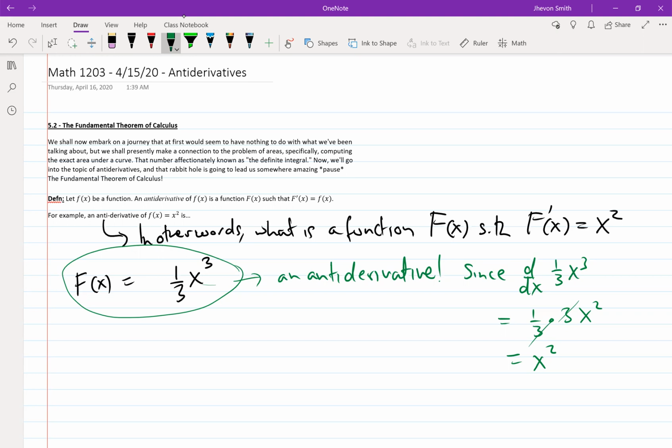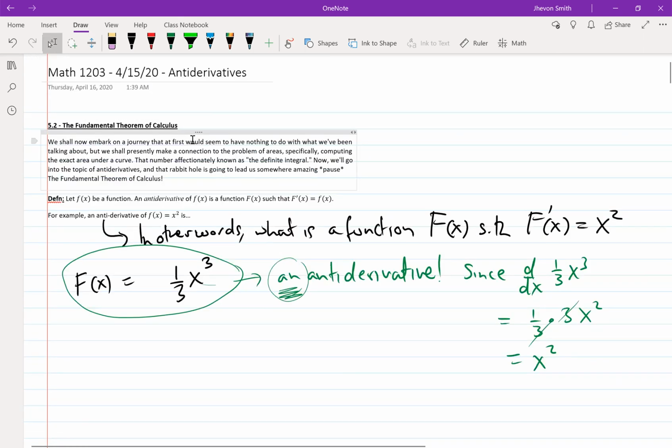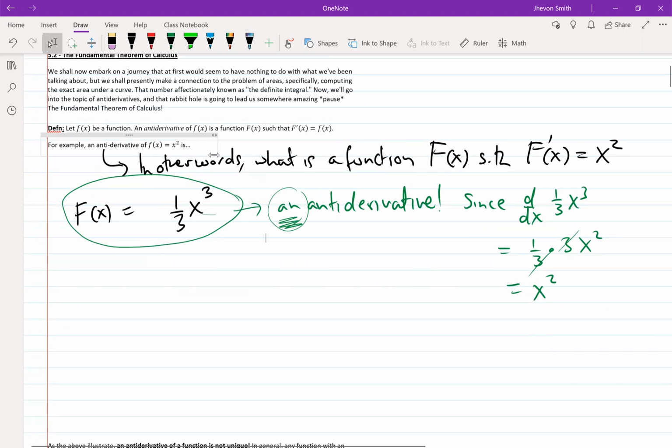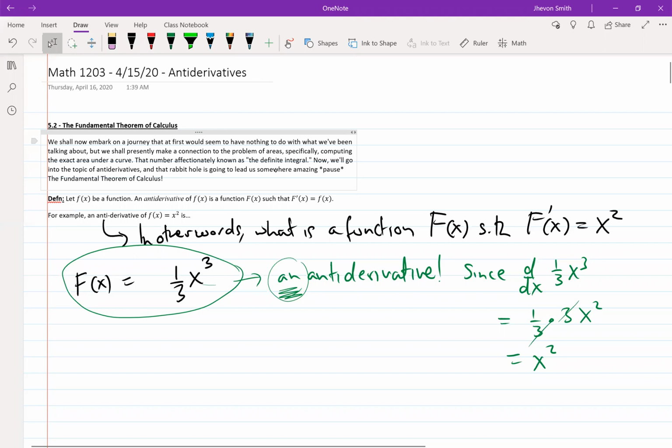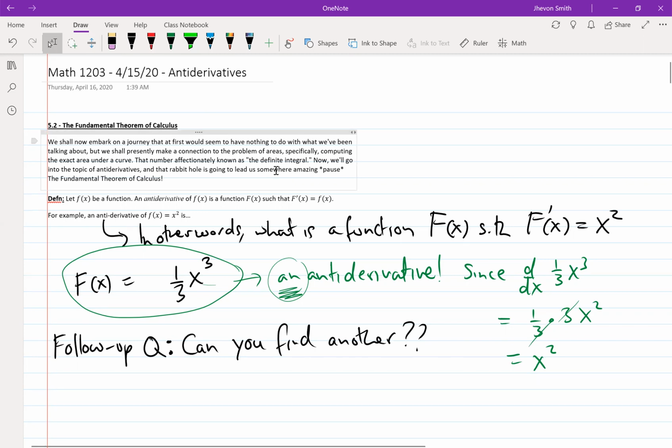I want to talk about the fact that I used "an" here, an antiderivative. That's very suggestive. It's actually very important that we're talking about an antiderivative. So what would be the significance of that? Here's a follow-up question. Can you find another? Can you think of some other function that if I were to differentiate, I get x squared? Think of something else besides the 1/3 x cubed. Anything different from 1/3 x cubed? Could you come up with something?